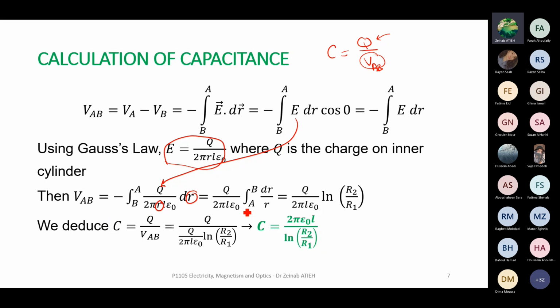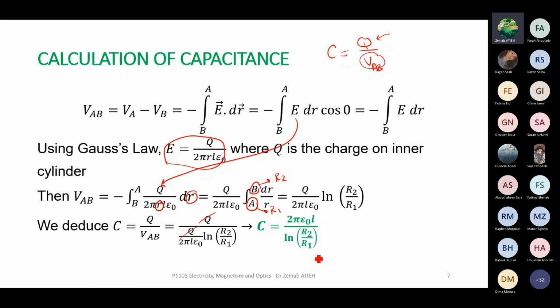You can keep it, just substitute, it's okay. And you know that A is found at a radius R1, and this is the radius R2. So just integral dr over R will be ln R. So substitute R2 and R1, you will get ln R2 over R1. And this is VAB. So now I have to calculate C, divide Q by VAB. Q will be cancelled, and we will get C equals 2 pi epsilon 0 L over ln R2 over R1.